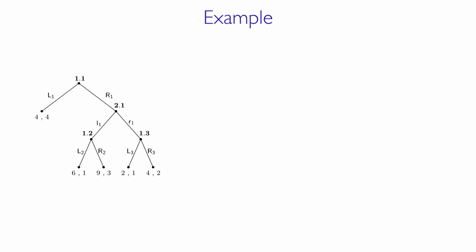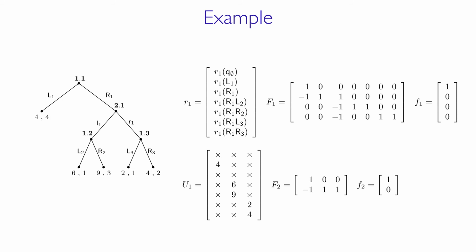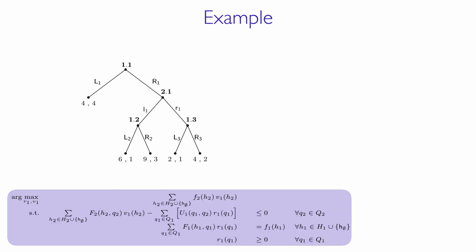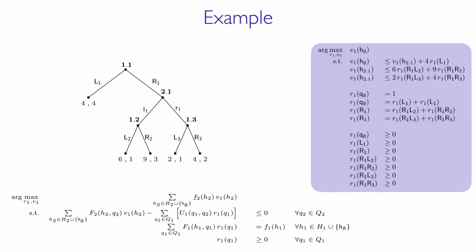Consider this example. Here the strategy vector of player 1, her utility matrix, and the matrices and vectors of the sequence form constraints are given. Here the general maxmin problem in the sequence form is given. Here the maxmin problem for this specific game is given. We analyze the program in detail.